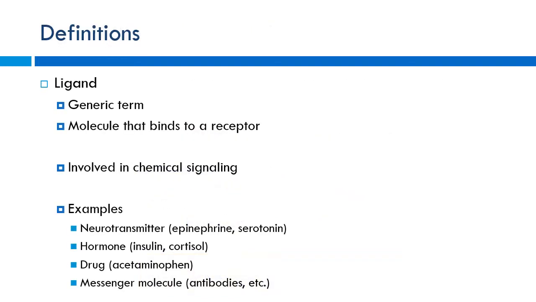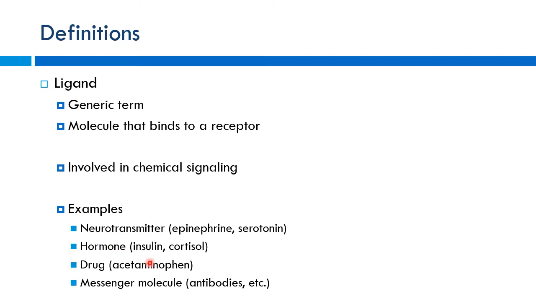Okay, I mentioned ligand is a pretty generic term. It's really any molecule that binds to a receptor, but these are all involved in chemical signaling. We're going to talk about those receptors and secondary messenger systems as we get into the next section a little bit later on. But there are lots of different examples of that. For instance, neurotransmitters, where things are communicating neuron to neuron, like epinephrine and serotonin. We talked about serotonin a little bit, how it's your feel-good chemical, the thing that plays a role in depression.